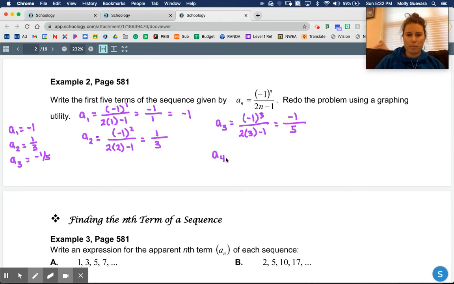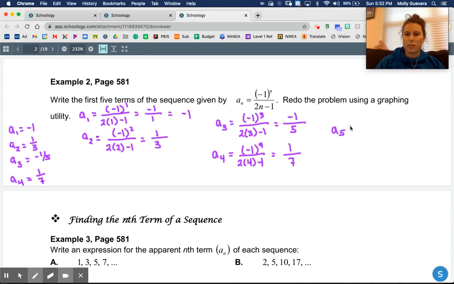Fourth term, we're going to plug in 4. So I have 2 times 4 minus 1. Negative 1 to the fourth is 1. 2 times 4 is 8, minus 1 is 7. So my fourth term is 1/7.